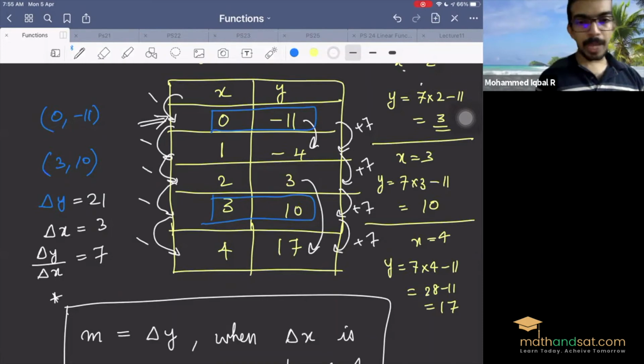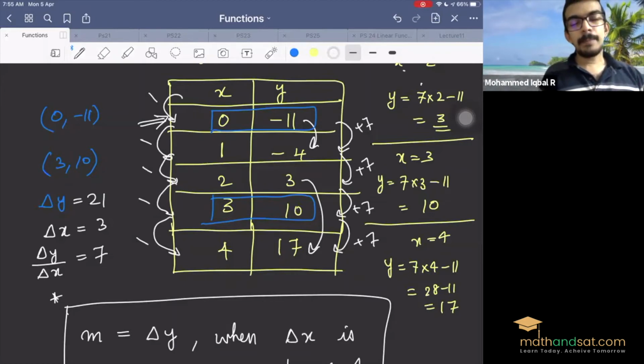So your slope is nothing but the constant rate at which your y is changing with respect to x. So that is the intuitive meaning, the intuitive understanding. The constant rate at which your y, your output, is changing with respect to your x, the input. Okay. So this is a very important thing. You have to understand it clearly.